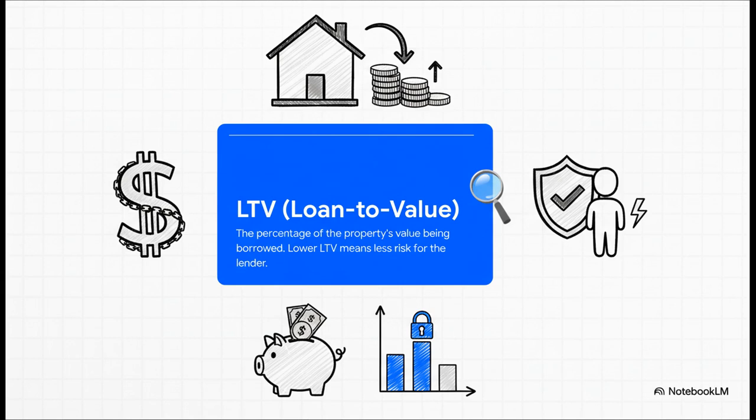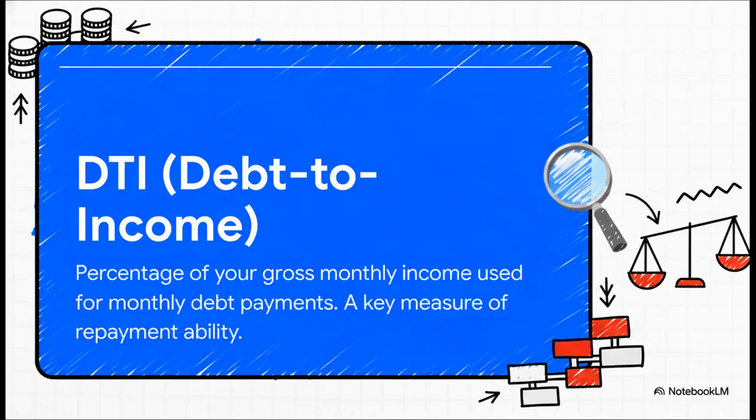So an 80% LTV means you put 20% down. From a lender's point of view, a lower LTV is always better because it means you have more of your own skin in the game. Next is DTI, or debt to income. Now, this one is huge.